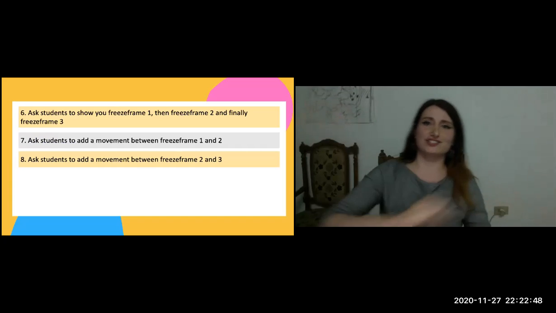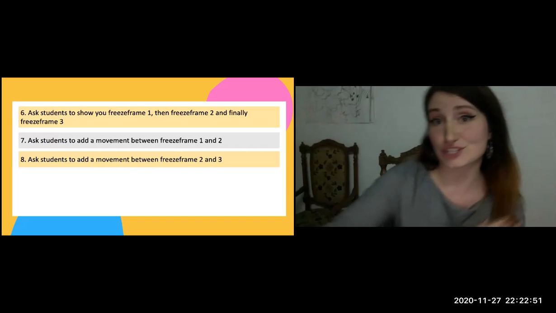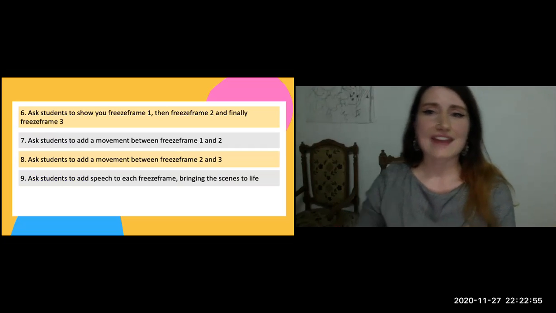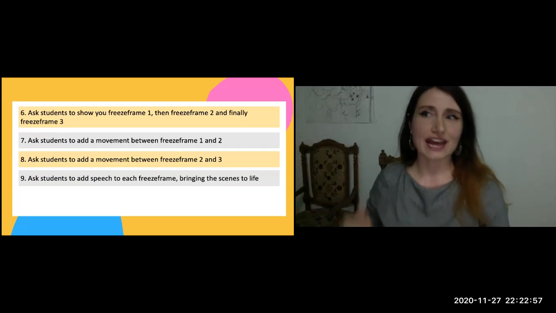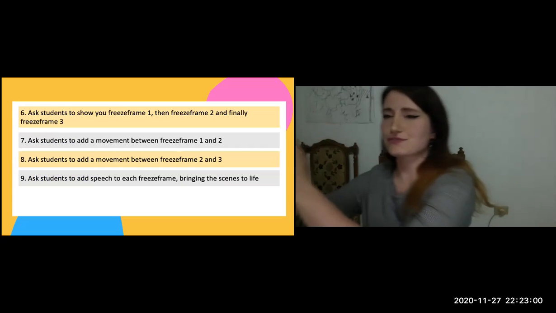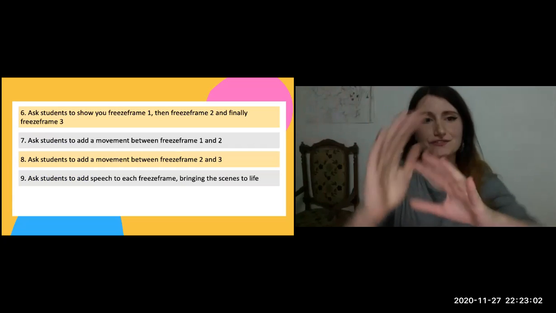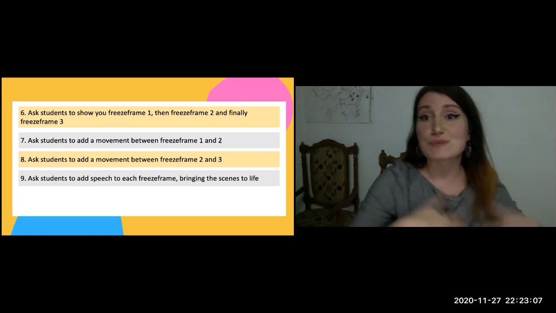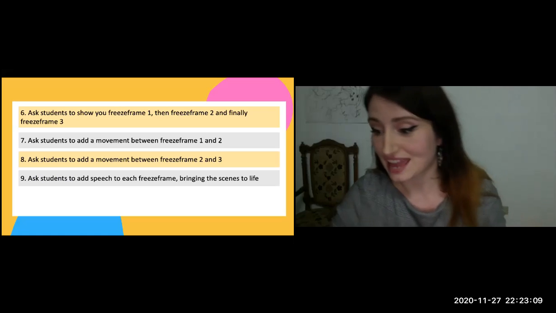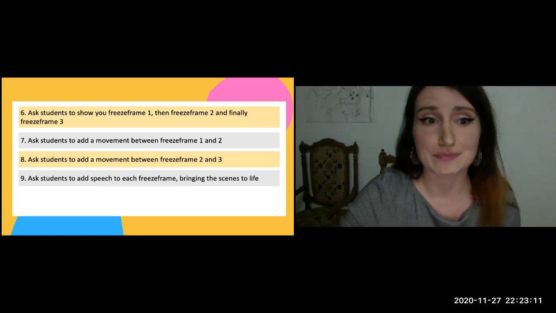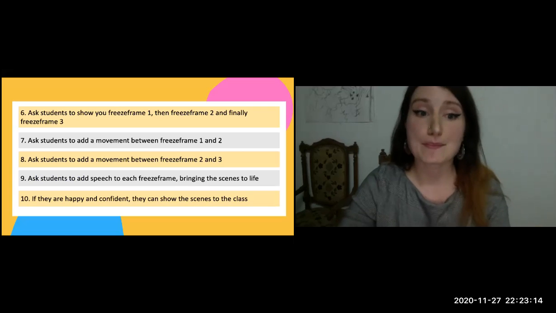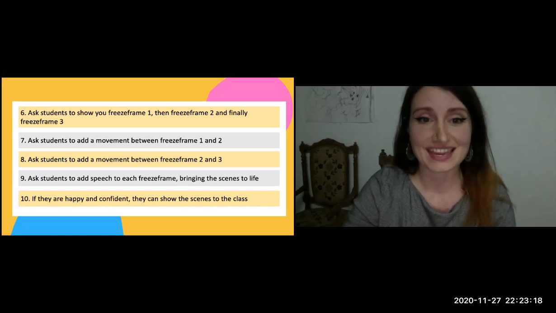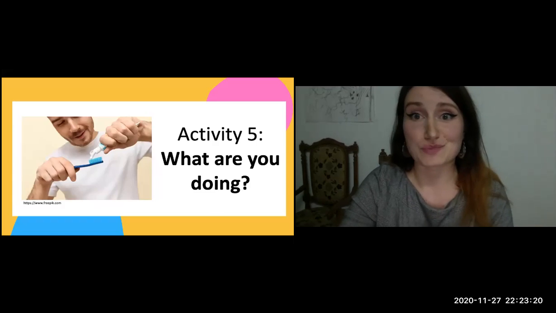And then we ask the students to add a movement between freeze frame 2 and freeze frame 3. And then we do it again, and I say, okay, we're going to run all of them through. So freeze frame 1, we move into freeze frame 2, and we move into freeze frame 3, and we bring the scenes to life. And then they can practice them a few times. And if they're happy and confident, they can then show the scenes to the class. But they don't have to. I think that's a really important thing to say.